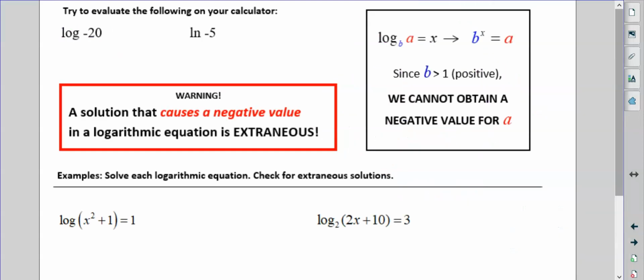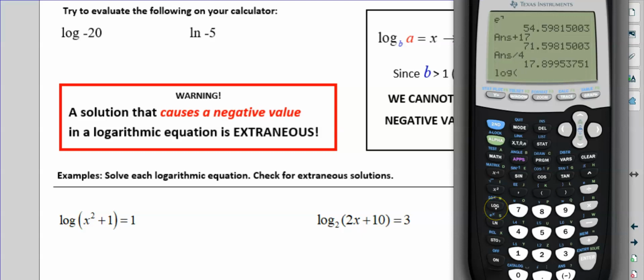All right, try to evaluate the following number in your calculator. So log of negative 20. Log of negative 20. No. ln of negative 5. No.